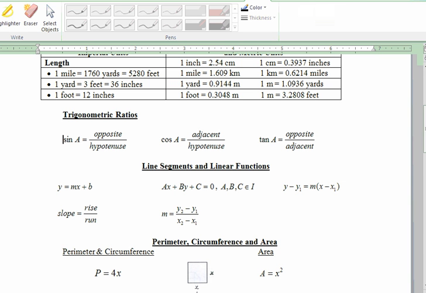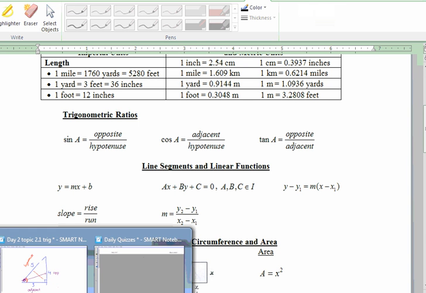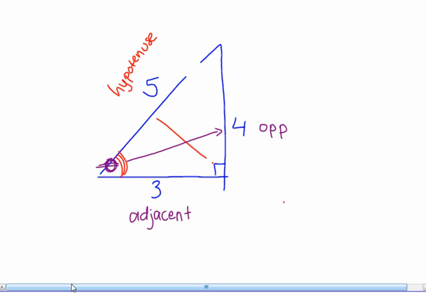Now I will say with trigonometry, it's going to be a lot of information at once, but then it's repetition, repetition, repetition every day, and it gets really easy. It starts out off like a lot of information.